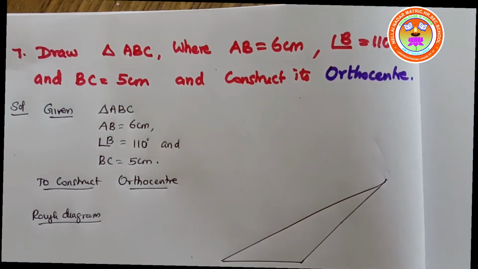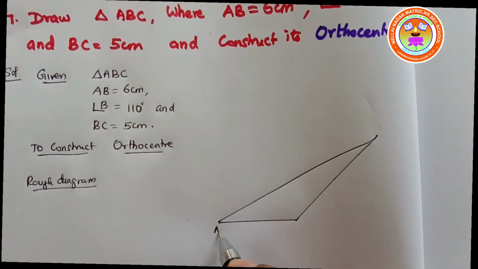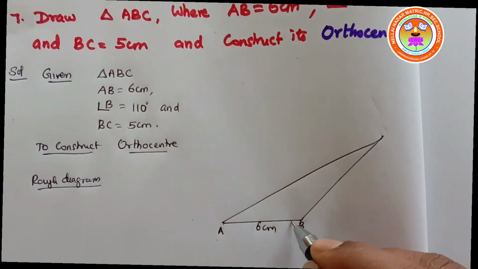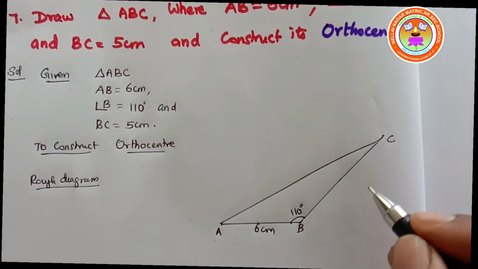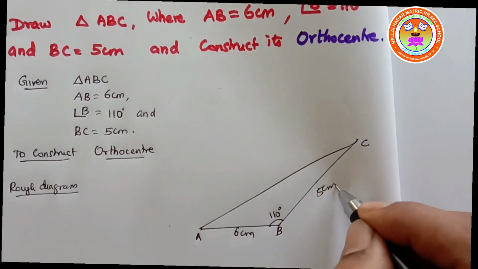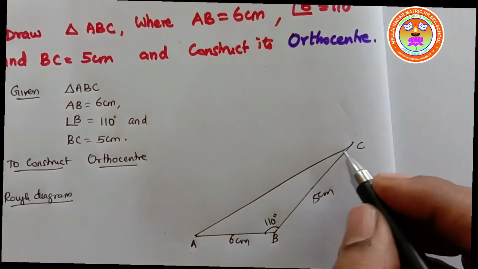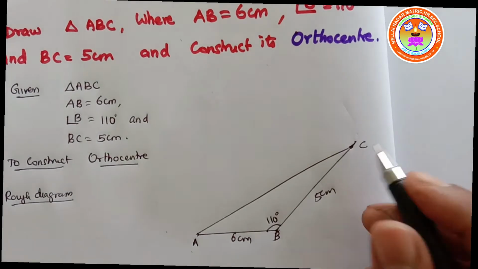First you draw a rough diagram. So I consider this point as A, B. AB is equal to 6 centimeter, angle B equal to 110 degree and BC is 5 centimeter. It's clear, children? So I'm going to take two vertices, one from B and another from C.